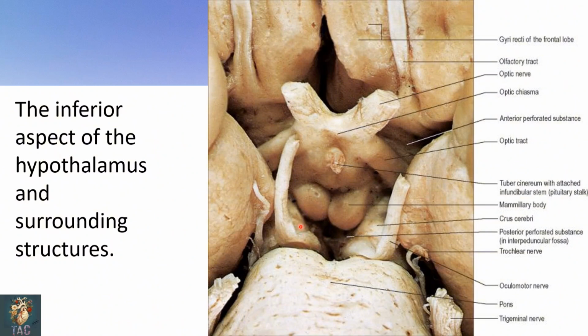This diagram is the inferior aspect of the hypothalamus and the surrounding structures. In this area you can see this is the optic chiasma, the optic nerve, and the optic tract which is formed after the optic chiasma. This area is the tuber cinereum, which is attached to the stalk of the pituitary, that is the infundibulum or infundibular stalk. Here you can see the two mammillary bodies. Here you can see the crus cerebri, and this area is the posterior perforated substance, and this area is the pons. So this is the inferior aspect of the hypothalamus.